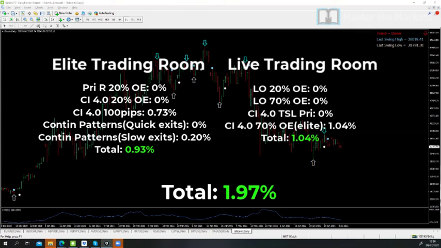So that's close to 2% to the upside. So we're looking at the markets going in our favor again, and there are still some more trades running for us as we speak.